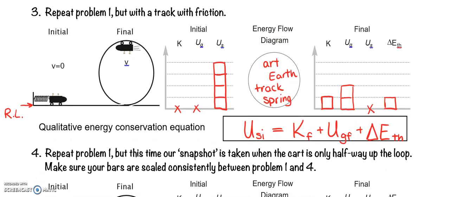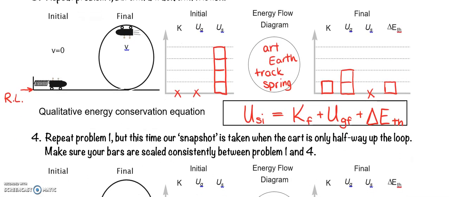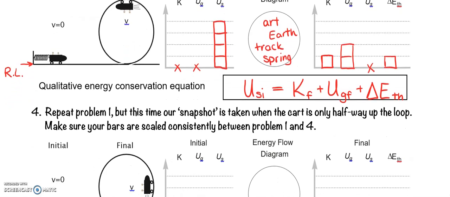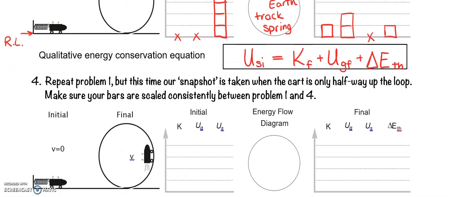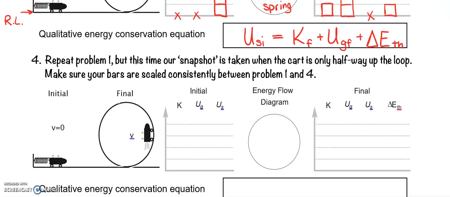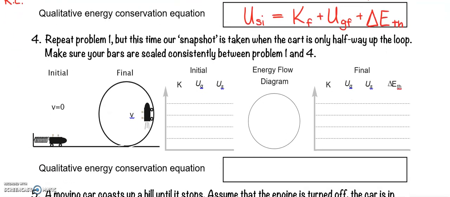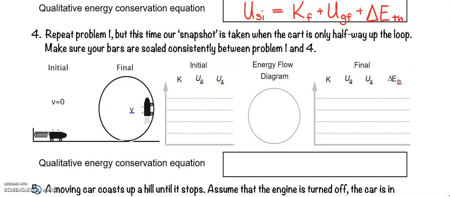Our last scenario here simply changes where our final snapshot is located. This time, in that final snapshot, the car is only halfway up the loop. Since we're repeating number 1, we still have the cart, the track, the earth, and the spring in our system. Our reference level is still this level ground here.